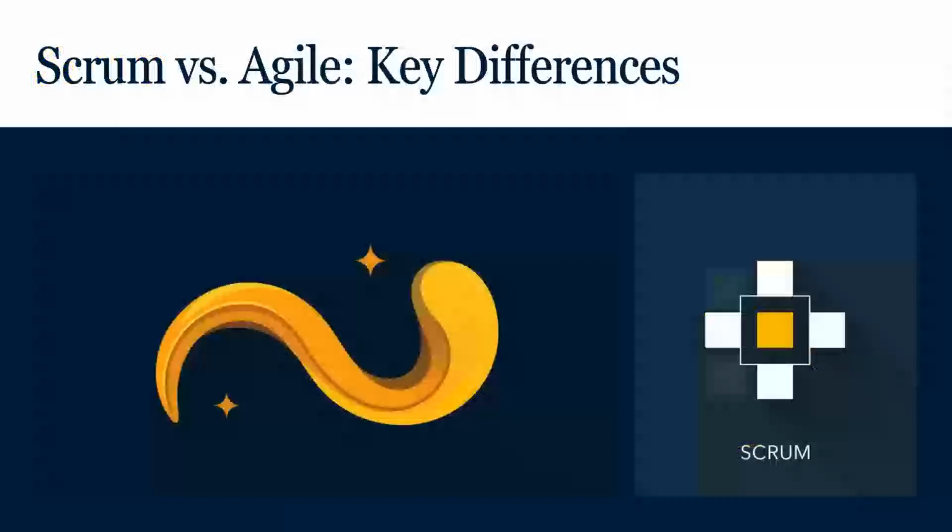Many people use Agile and Scrum interchangeably, but they are not the same. Agile is the mindset, a set of values and principles for delivering work flexibly. Scrum is a specific framework that follows the Agile mindset. In simple terms, all Scrum is Agile, but not all Agile is Scrum. Other Agile frameworks include Kanban, Safe, and Lean, but Scrum is the most widely used.